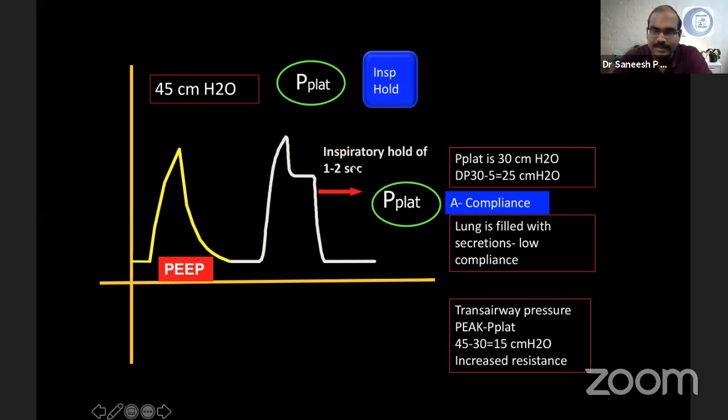Here, with a plateau pressure of 30 and a peak pressure of 45, we have to tackle airway resistance as well as the lung issue. Suppose the P plateau was somewhere around 20s, driving pressure of 15, that's fine. So the lung is fine, only airway resistance you have to tackle. That is the main point. Once you get the plateau pressure, the scenario unfolds before you.